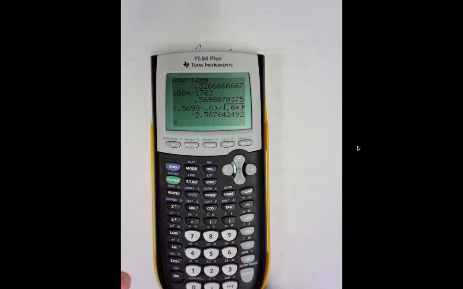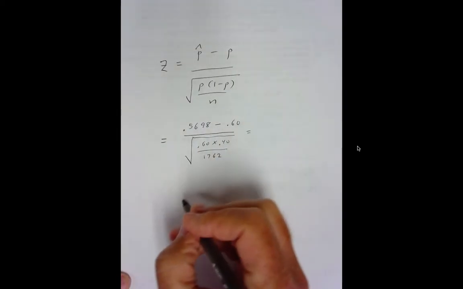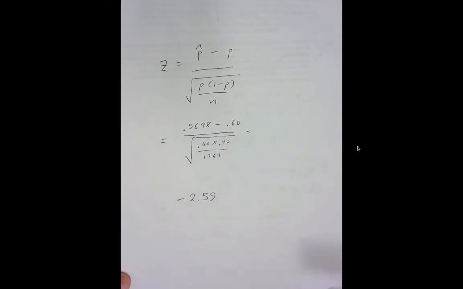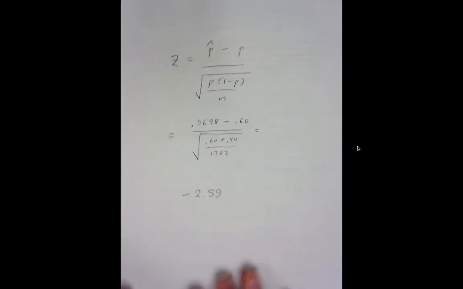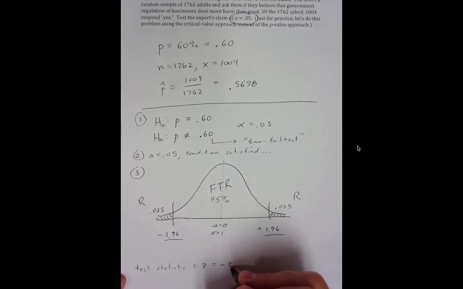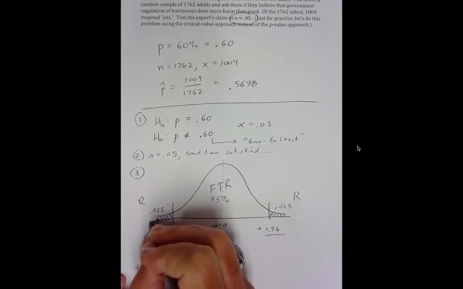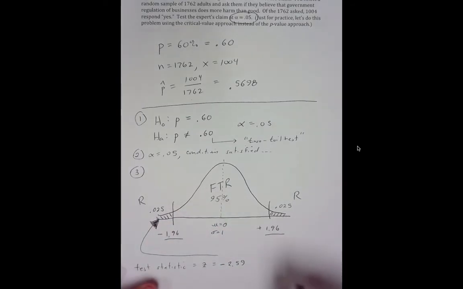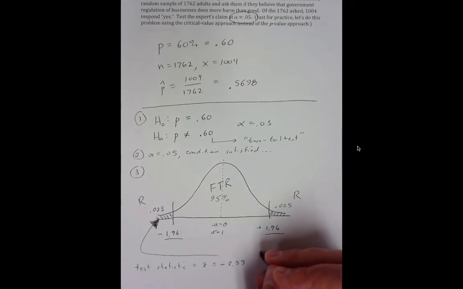So our test statistic is negative 2.59. Right? So when I go back to my drawing, I see the negative 2.59 falls down here someplace, doesn't it? So what area do I fall in? I fall in the reject H sub O area. Next step, well, actually, this is the fourth step right here.